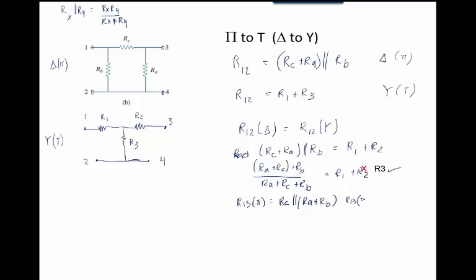and R13 of the other one, the T network, equals R1. Oh, I wrote it wrong. I made a mistake. So let's look at what it is. Of the T network, I want to look at between 1 and 3. Should be R1 plus R2. Which one, where did I make the mistake? I should have something different here. This one. This is where I made the mistake. Nobody caught me. R13, if I measure, it's R1 plus R3, right?